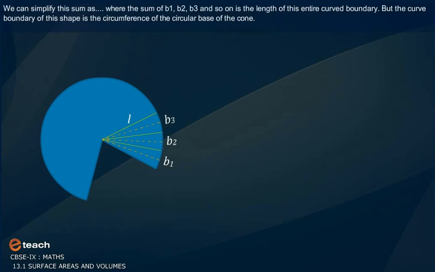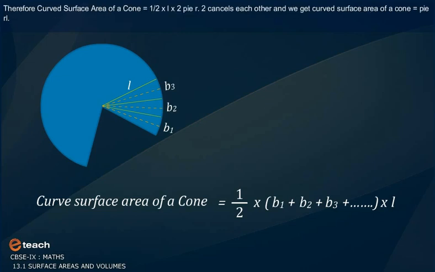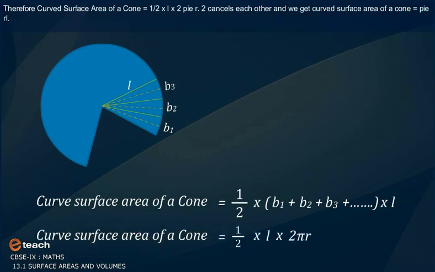We can simplify this sum, where the sum of B1, B2, B3 and so on is the length of this entire curved boundary. But the curved boundary of this shape is the circumference of the circular base of the cone. Therefore, the curved surface area of a cone is equal to 1/2 into L into 2 pi r. The 2s cancel each other and we get the curved surface area of a cone is equal to pi r L.